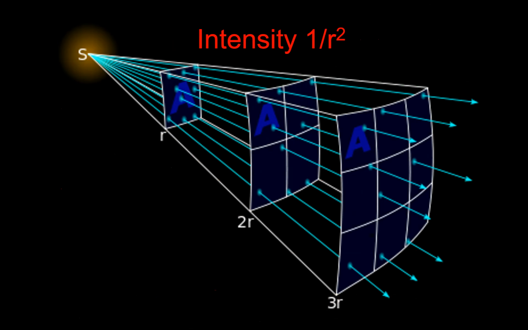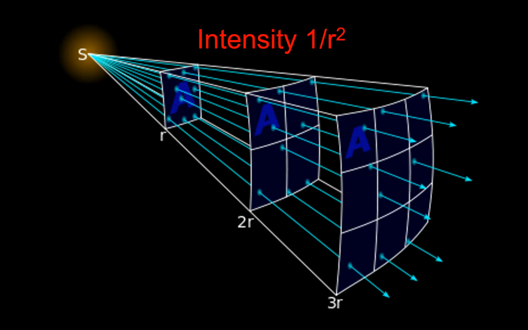And intensity falls off as 1 over r squared. So think about shining a flashlight onto the floor and then shining it at a different angle. You'll see the same amount of light spread out over a much larger surface area. And that is the 1 over r squared rule.